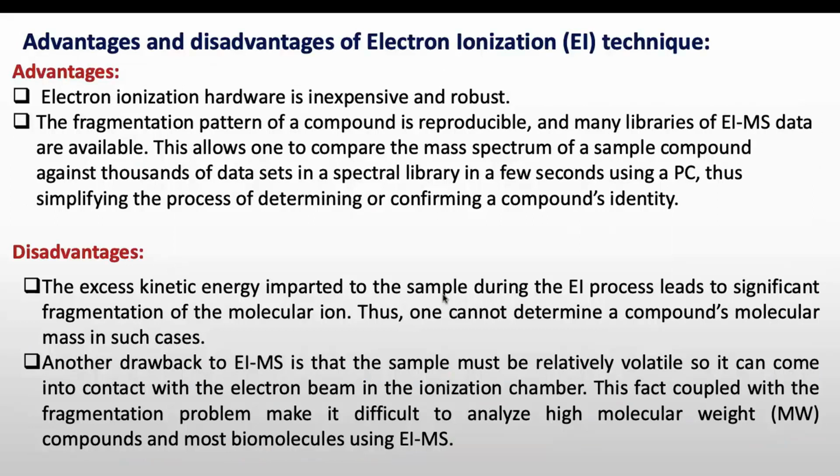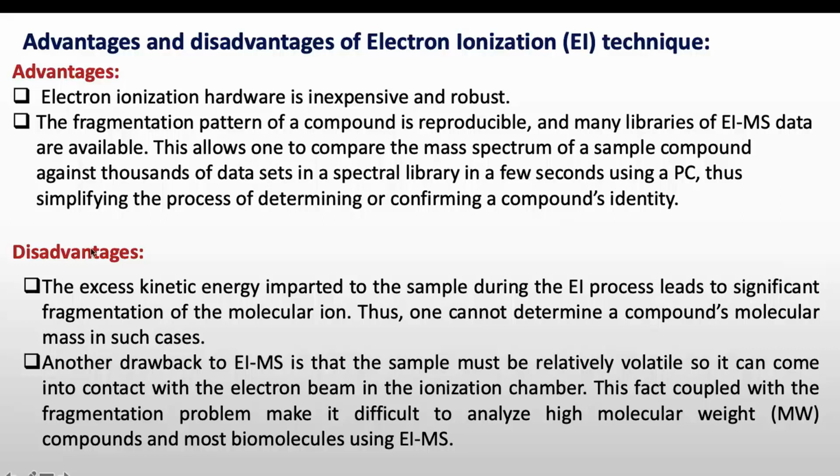This method has several advantages and disadvantages. First we will see the advantages. Electron ionization hardware is very inexpensive and robust, the fragmentation pattern of a compound is reproducible, and many libraries of EIMS data are already available. This allows one to compare the mass spectrum of a sample compound against thousands of data sets in a spectral library in a few seconds using a computer, thus simplifying the process of determining or confirming a compound's identity or its molecular weight.